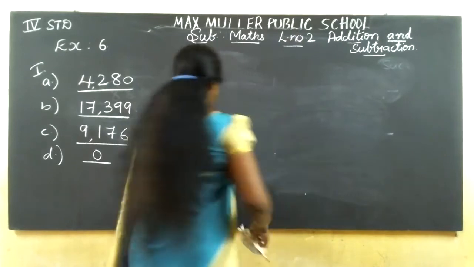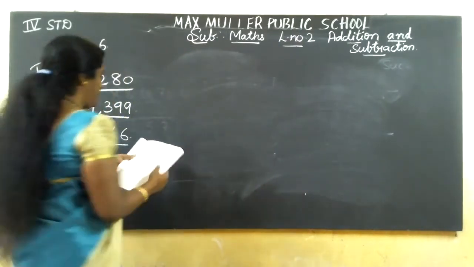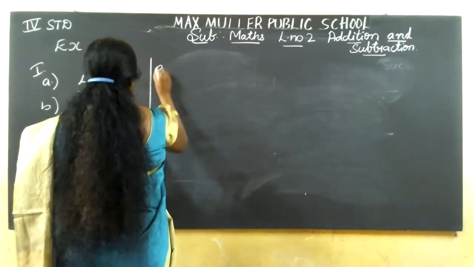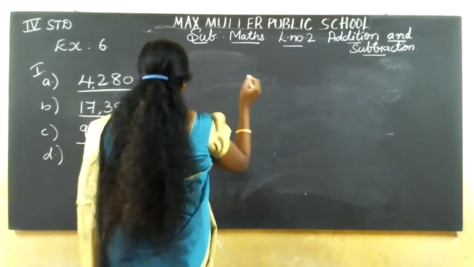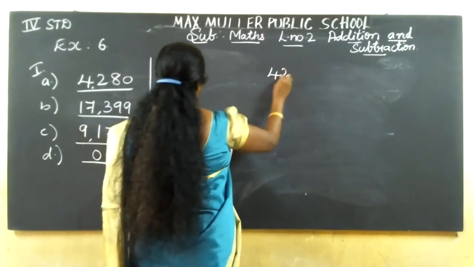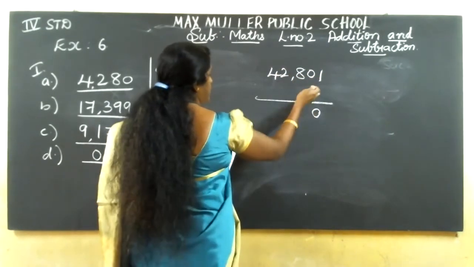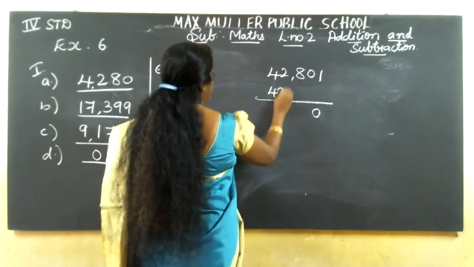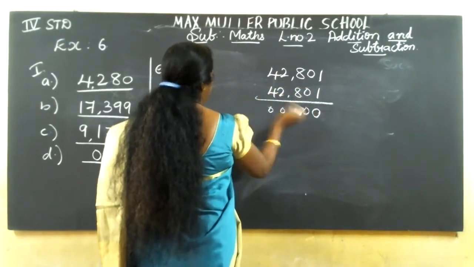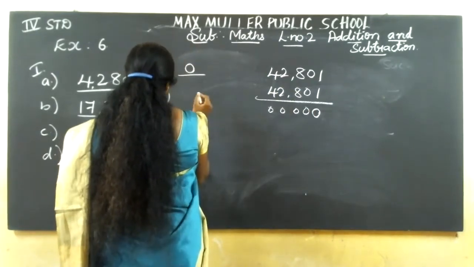When any number is subtracted from itself, we get the answer 0. E. If the answer is 0, what will you do here? 42,801, but here 0. So if here 0 means what? 42,801. Then only it will come 0. So the answer is 0.